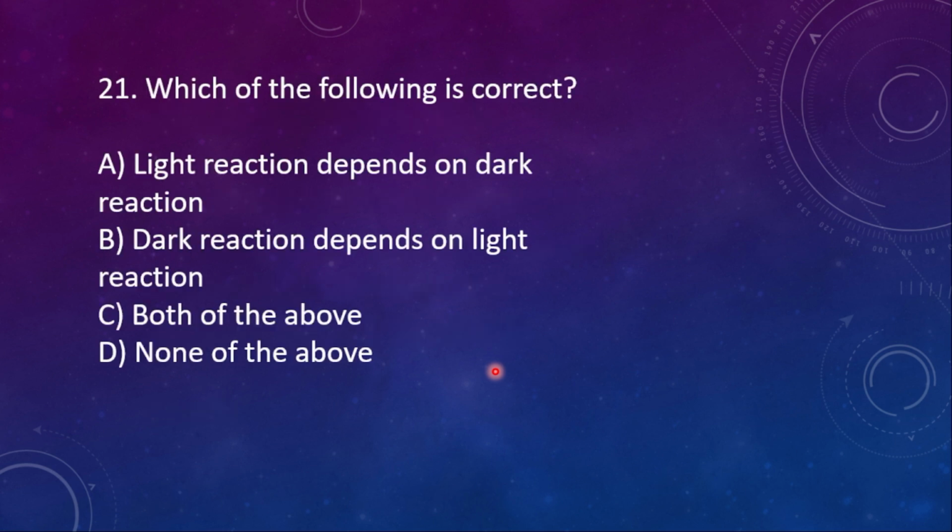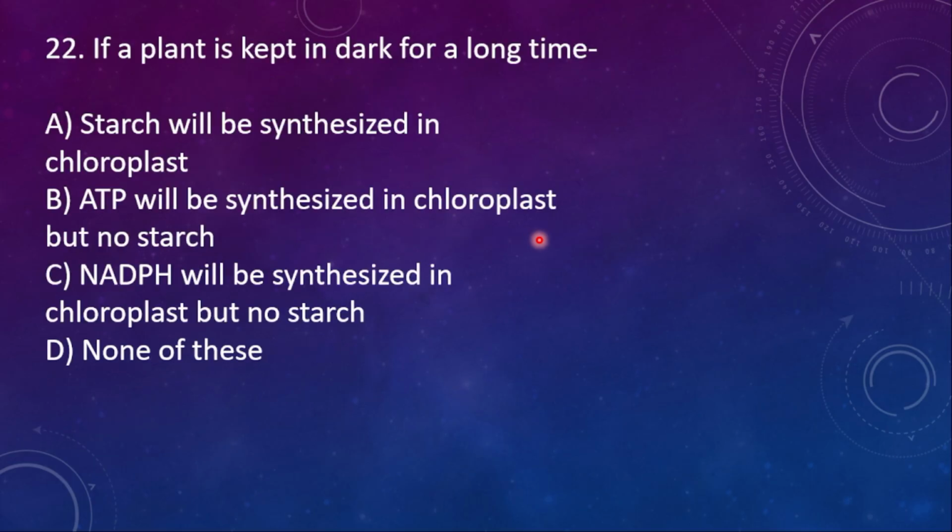21st question. Which of the following is correct? Option A, light reaction depends on dark reaction. B, dark reaction depends on light reaction. C, both of the above. D, none of the above. So here the right option is B, because dark reaction depends on light reaction. Actually it depends on the products of light reaction.